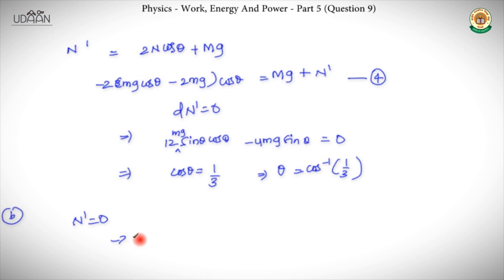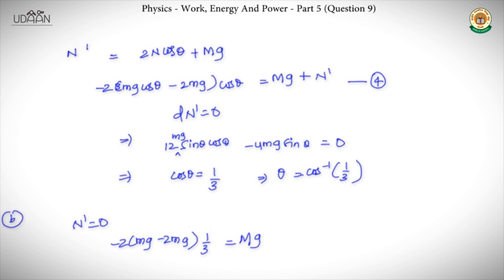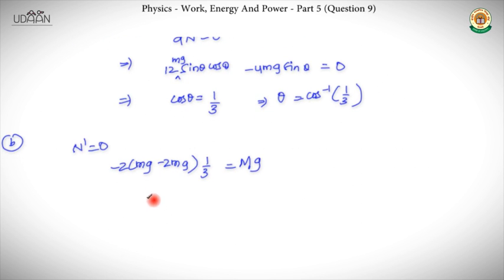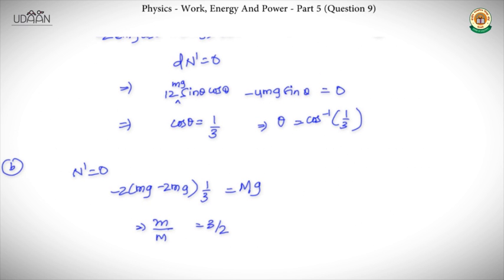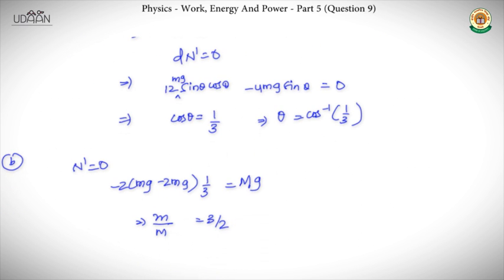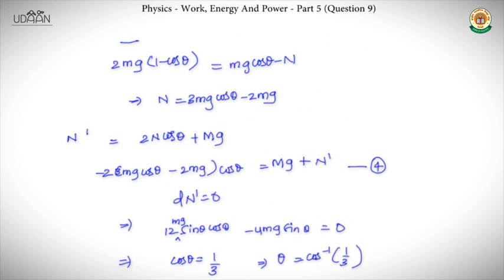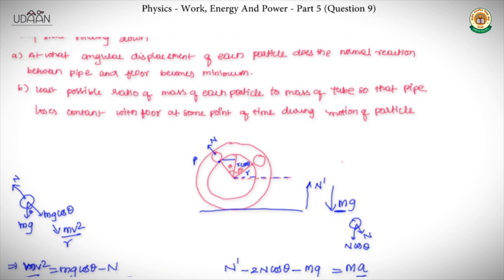We will be getting minus 2 into mg minus 2 mg into cos theta. Here cos theta is 1 by 3. Substituting this as 1 by 3, it is equal to capital Mg. So from this we are getting small m by capital M is equal to 3 by 2. So this is the ratio of each identical ball to the pipe, in which case the body loses contact with the ground.